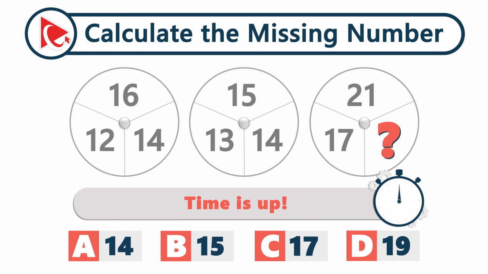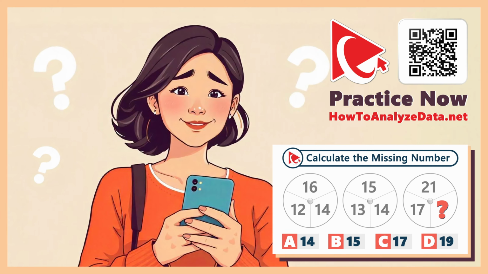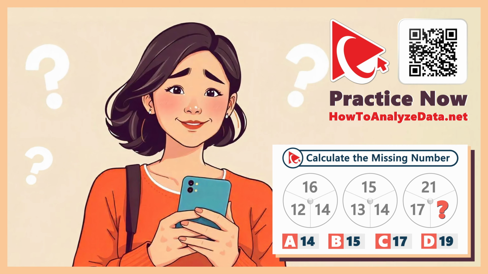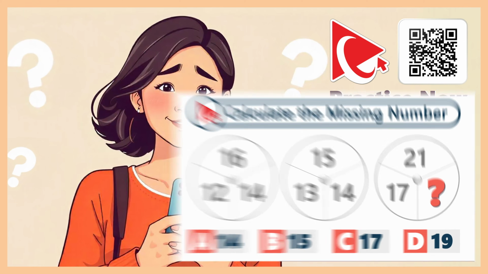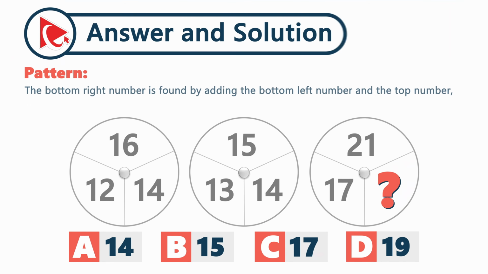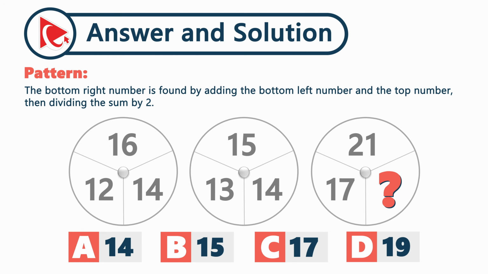Are you prepared to share your answer? Don't worry if you don't have it or didn't get it right, as you might be surprised on how simple and elegant the solution actually is. The pattern here is that the bottom right number is found by adding the bottom left number and the top number, and then dividing the sum by 2. Let's look at the example.